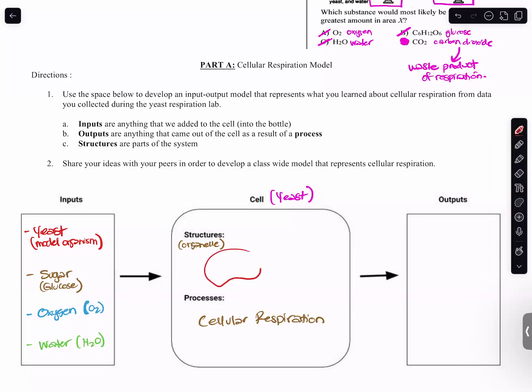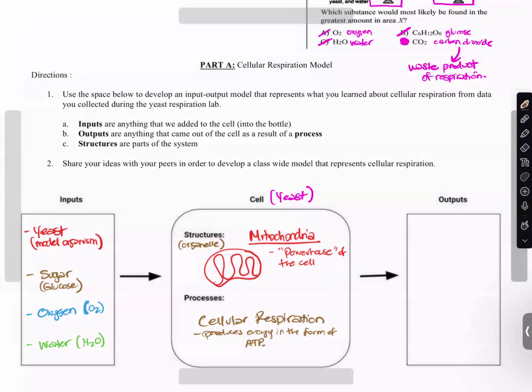I'm going to draw what the mitochondria looks like. I'm also going to label it and make a small caption, powerhouse of the cell. This is where cellular respiration takes place. And we know that cellular respiration produces energy in the form of ATP. That's why our cells just absolutely love it.